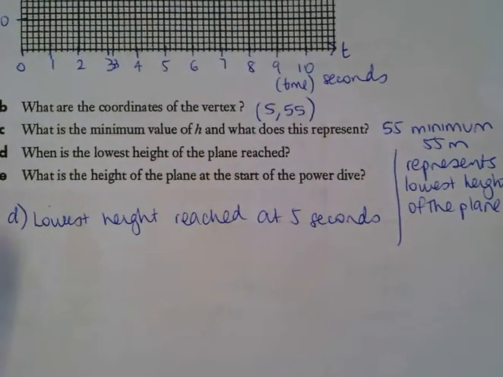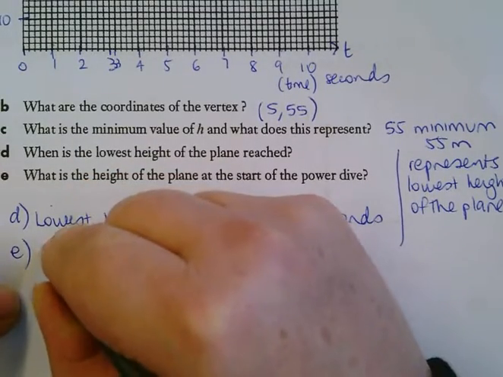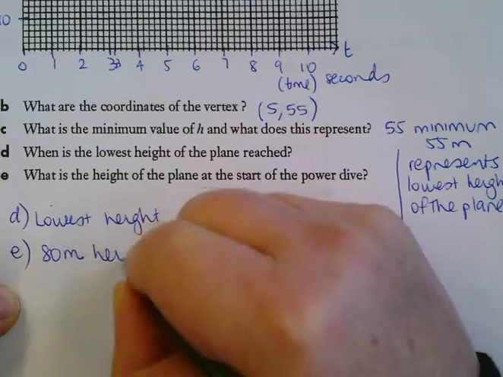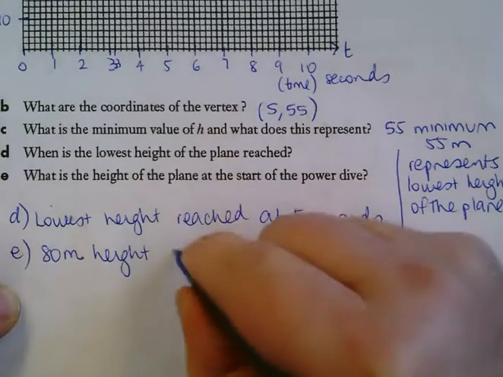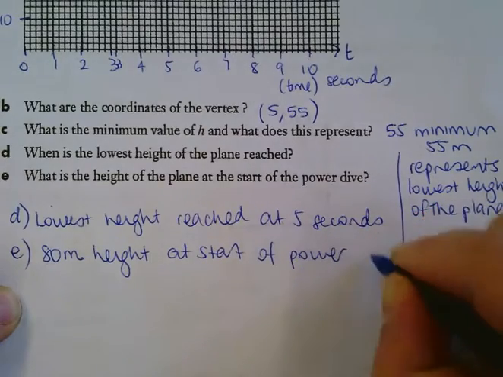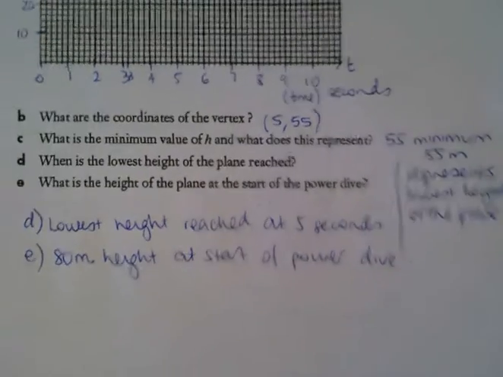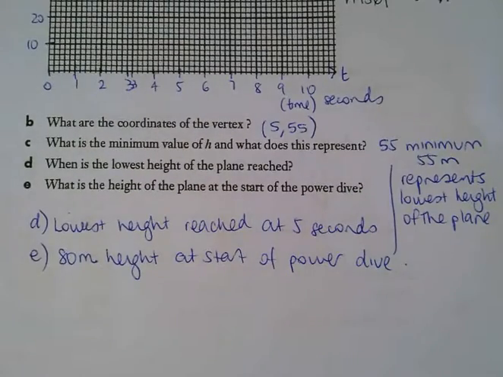And the height of the plane at the start of the power dive is? Yeah, the height, 80 meter height. The plane is at 80 meter height at the start of the power dive. So you have to write that whole sentence? No, just 80 meters. Okay? All right, so that's a fairly straightforward one.